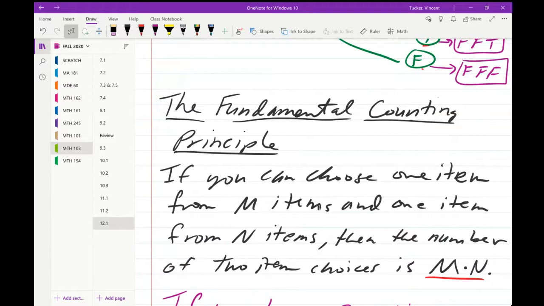All right. The fundamental counting principle. If you can choose one item from M items and one item from N items, then the number of two item choices will be M times N.